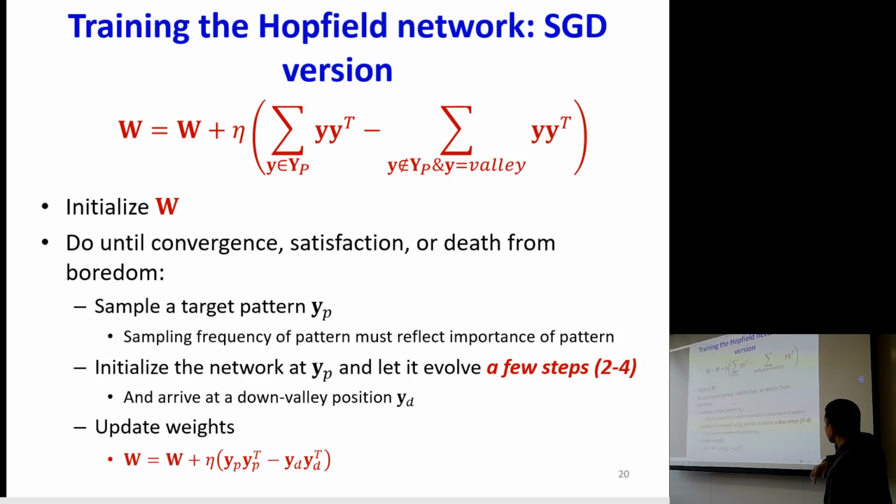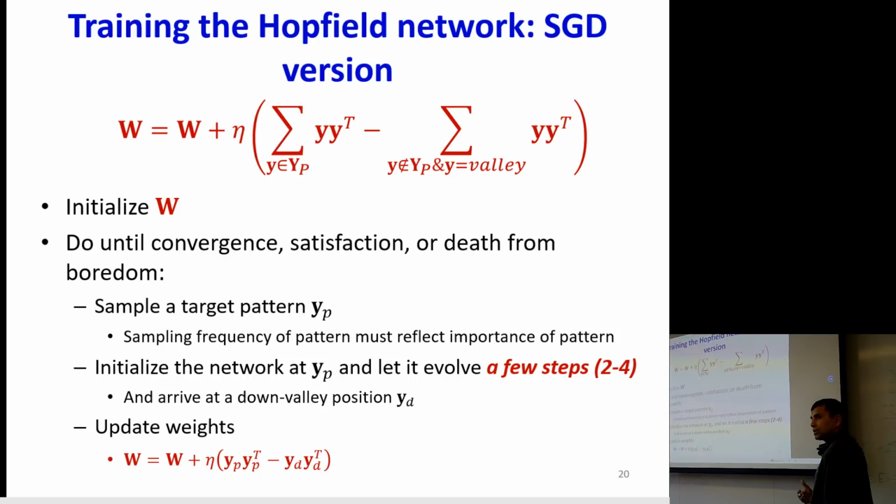That gave us this very simple modified update rule, where if you were doing stochastic gradient descent, you'd sample a target pattern. And when you speak of sampling a target pattern, if some memories are more important than others, you could sample the more important patterns more frequently, and those that are less important less frequently. Then you initialize at that point, run a few iterations so that it goes down a little bit, and then you just use the gradient descent rule over that particular pair. This is the stochastic gradient descent version of it. All of these we've already seen in the previous class.